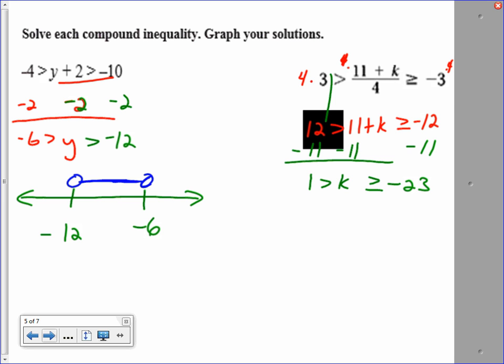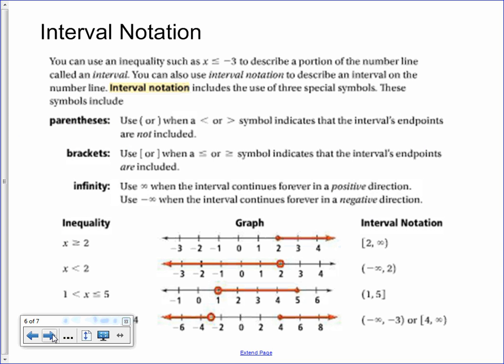Okay, same idea over here with this one. If I were to put these 2 numbers on the number line, a negative 23 and a 1, I know that I'm going to have a closed circle at the negative 23 since there's an equal to with it. I know I'm going to have an open circle at a 1. The solution is just connecting the 2. Okay, so let's flip and let's take a look at the next thing.